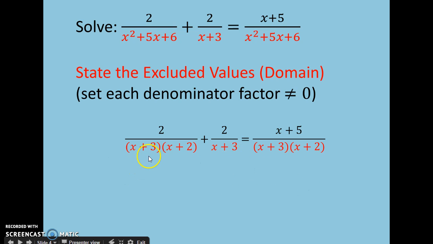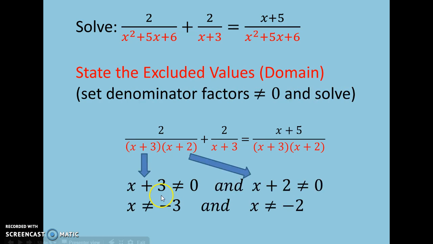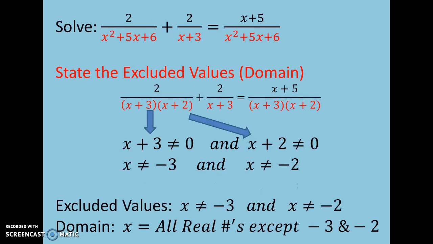Since we really only have two unique factors, x plus 3 is in all three of these denominators, and then x plus 2 is in two of the denominators. There are only two different factors to work with. So x plus 3 is going to be set not equal to 0, and x plus 2 is going to be set not equal to 0. That means that x cannot equal -3 and x cannot equal -2, and we're going to have to remember that later on. So the domain for x can equal all real numbers except -3 and -2.